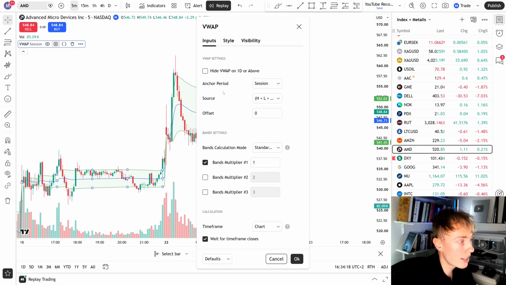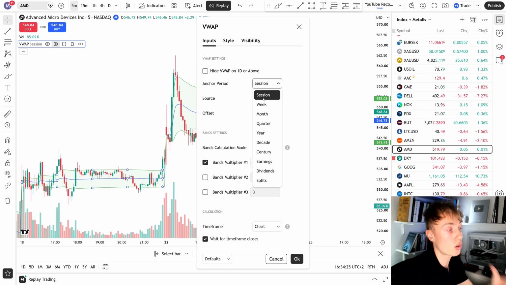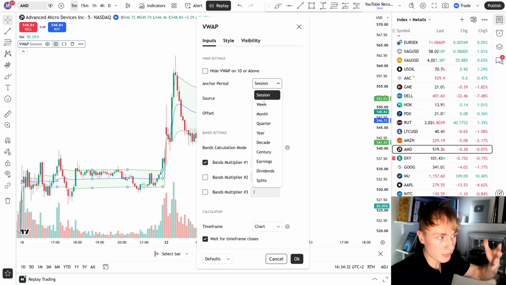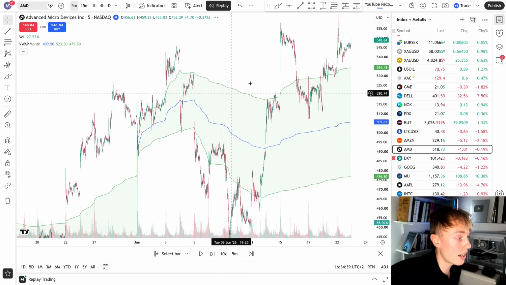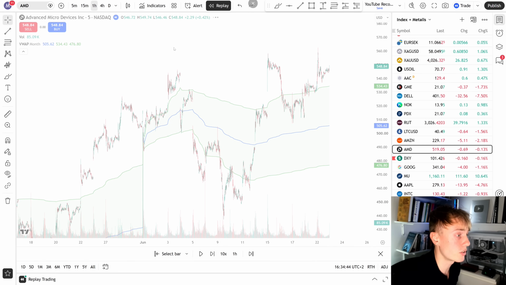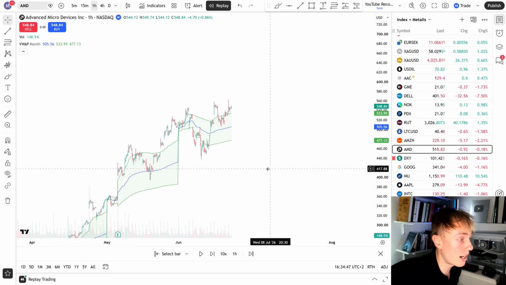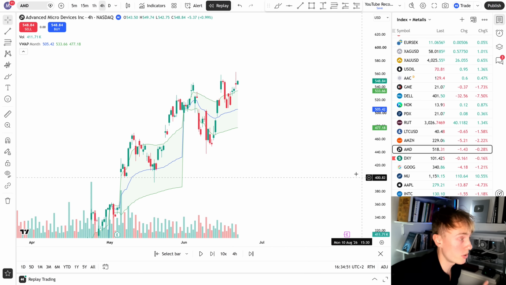As you can see, the standard setting of the anchor period is session. This means that the VWAP starts on every single day. This works if you are day trading, maybe using the 5-minute chart as I'm using right here. But if you are swing trading, you might want to reset it every month. For example, now you can see that it resets every month. This doesn't really make a lot of sense if you're using 5-minute candles, but if you're using maybe 1-hour candles or even 4-hour candles, this setting makes much more sense.